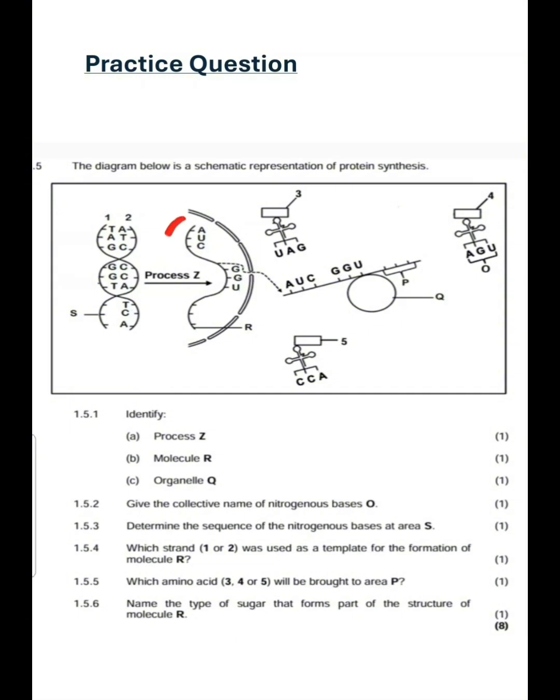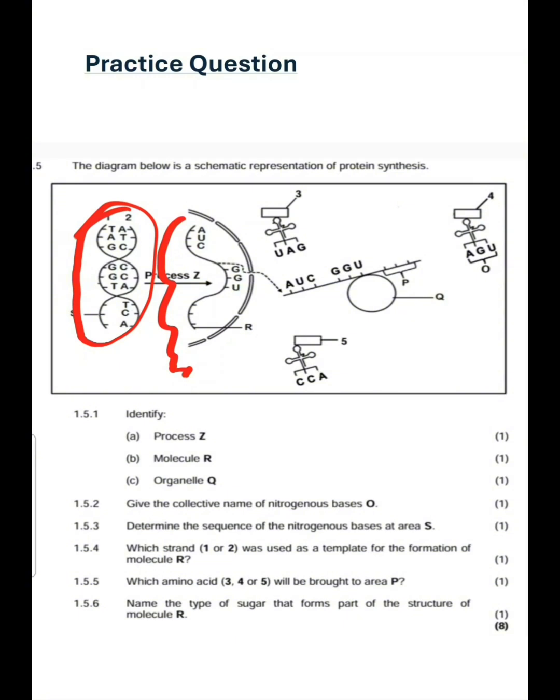So molecule R is this one, right? So what's that? That is mRNA. How do you know? Because it copied the code for protein synthesis from the DNA. So that makes it mRNA, or messenger RNA. You can write whatever you wanted.